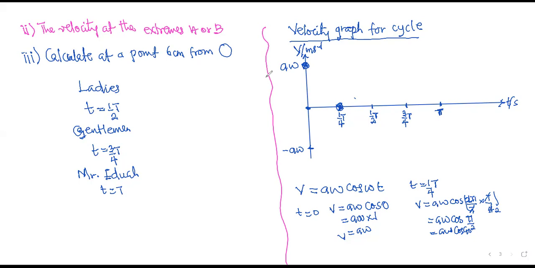Ladies, are you ready? Yes. Let me hear from any one of you. What's the velocity at that time? Who is talking? Yes, Frida. Please, I had negative A omega. Okay, so negative of the maximum value. Okay, Frida. Negative of the maximum value. Ladies, thank you.